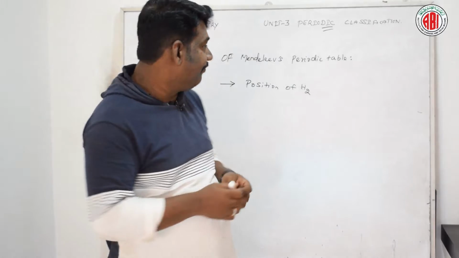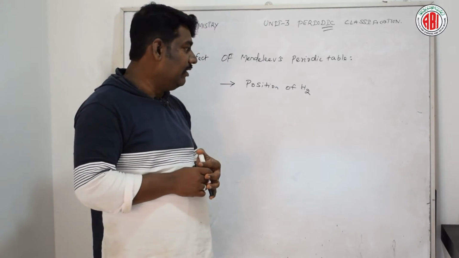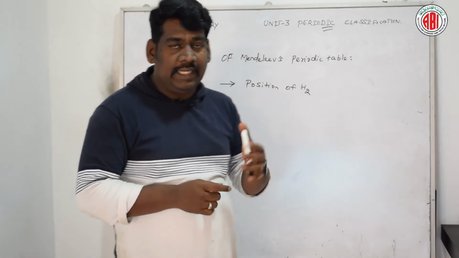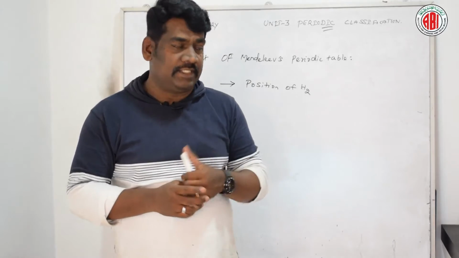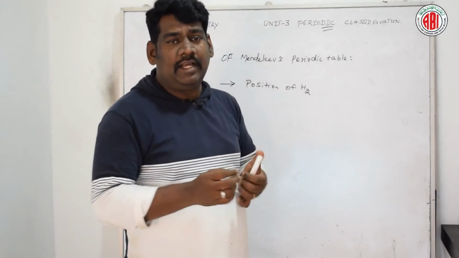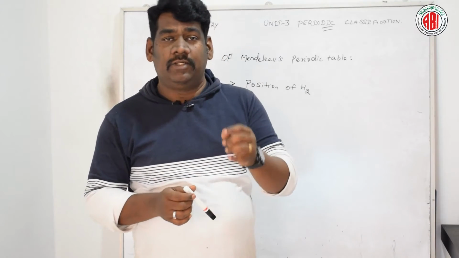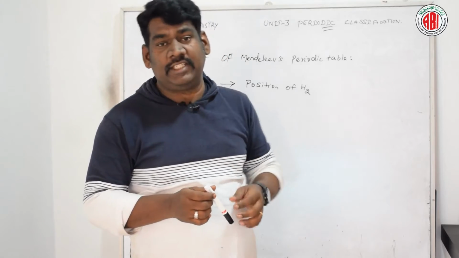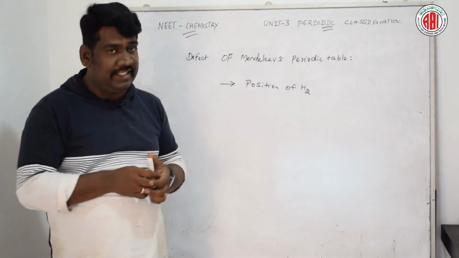Hydrogen shows the dual characteristic features of group 1 alkali metals and also group 7A halogens. That is the reason its position could not be distinctly determined. So that is one of the major defects of the Mendeleev periodic table.